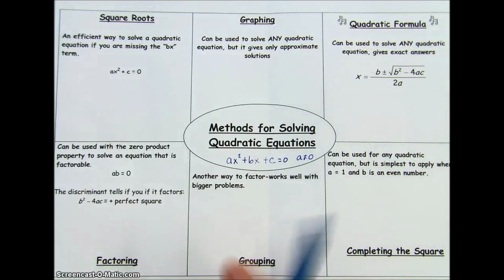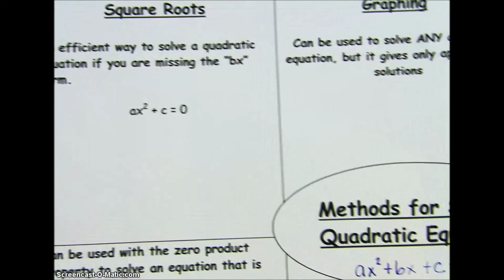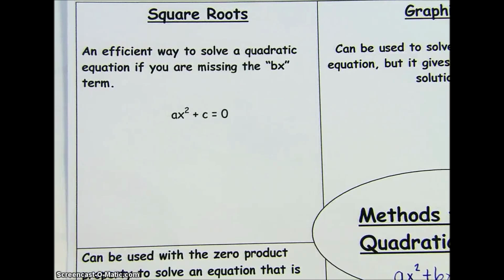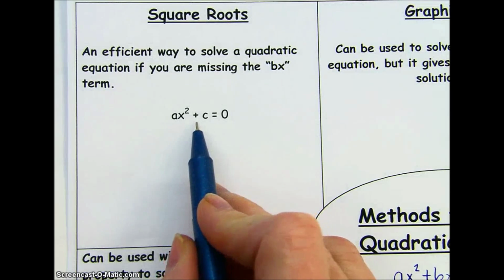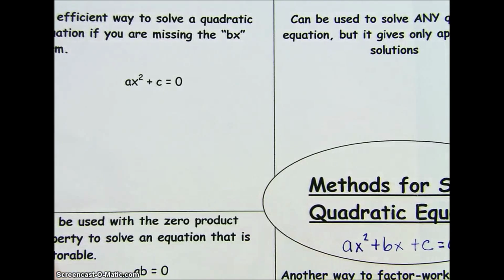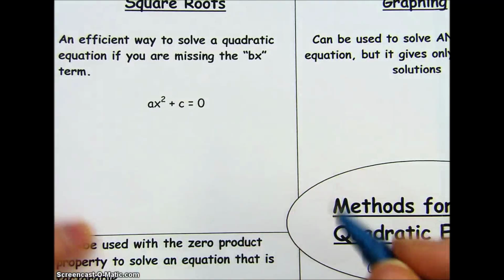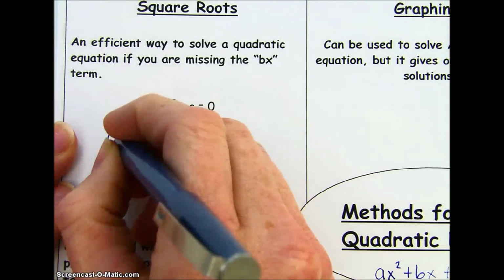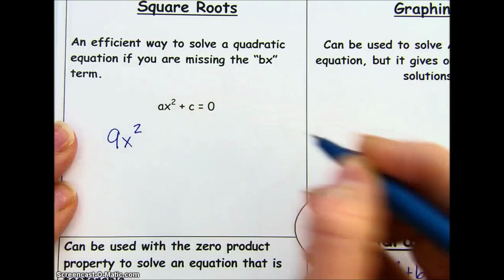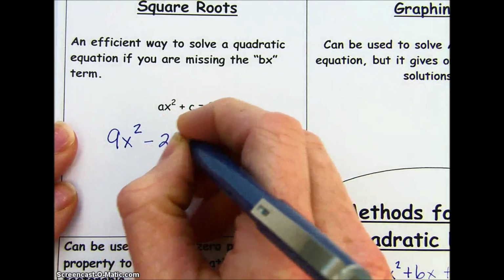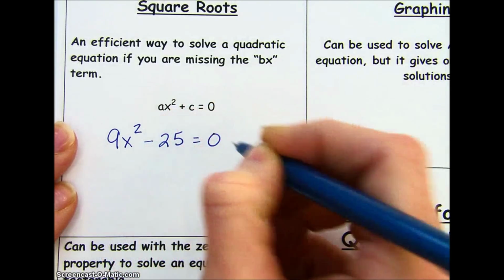So, let's begin by looking at the square root method. The square root method is a very efficient way to solve a quadratic equation if you are missing the bx. So you can see here is the bx, we call that our middle term, but when you look at this example, it is not there. So here is an example of this situation. 9x squared minus 25 equals 0.